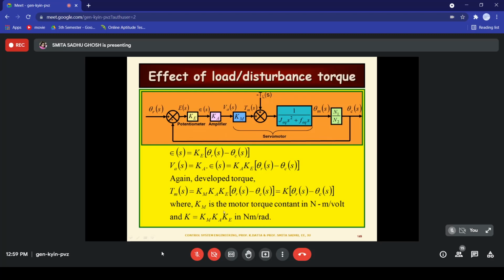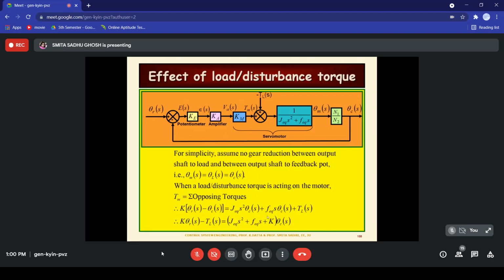You can verify this also. The motor torque constant is in Newton meter per volt. Your Ka is in volts per volt, right? And then Ke is in volts per radian. So overall, basically, it's going to be Newton meter per radian. You can just see that yourself as well.